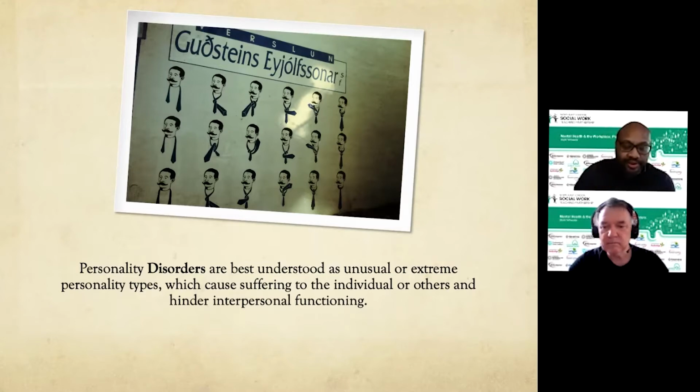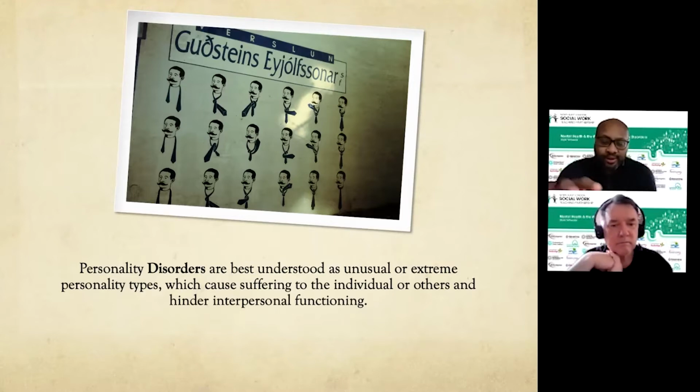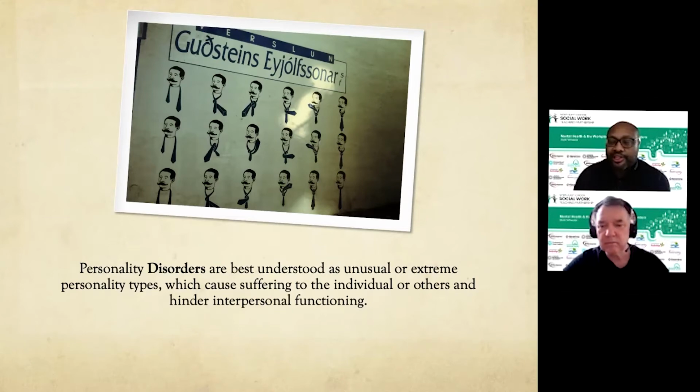So when we're talking about personality, we've established that. When we get to the notion of disorders, I'll go into a more elaborate description, but the basic idea is that personality disorders are best understood as unusual or extreme personality types which cause suffering to the individual and/or others, and hinder interpersonal function. So the key takeaway from what we're about to dive into is not that these things happen.